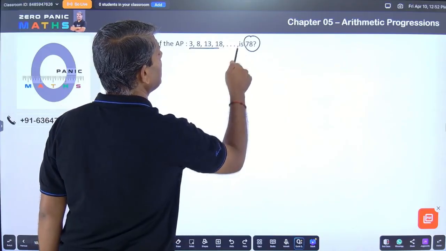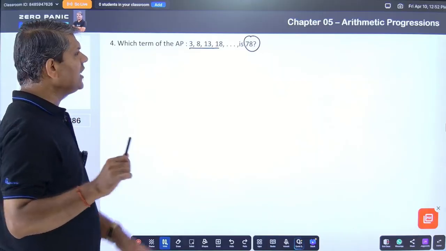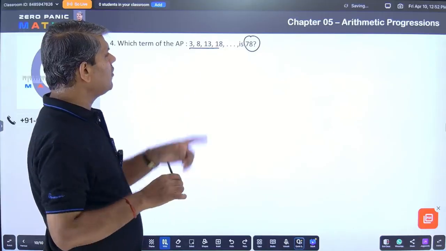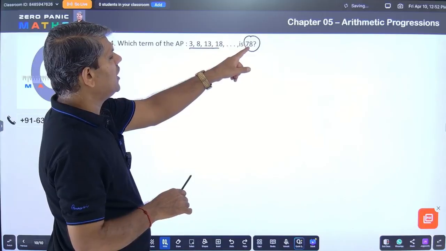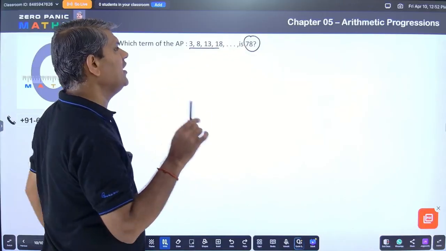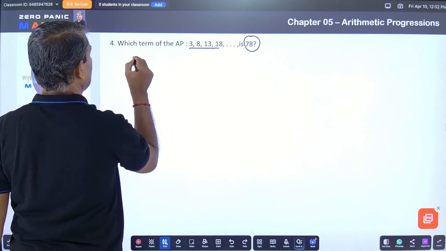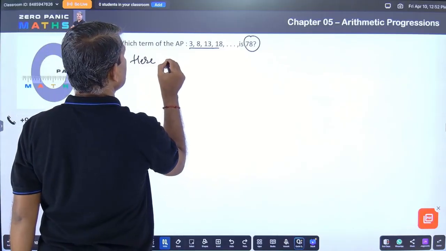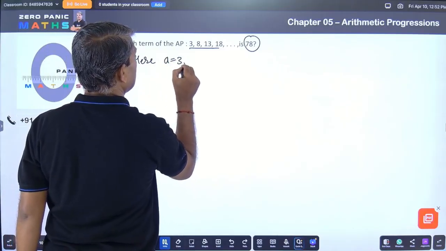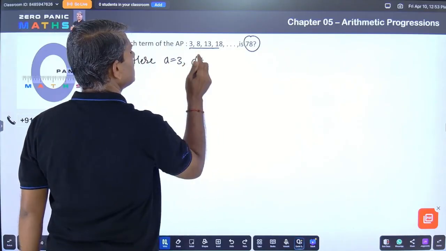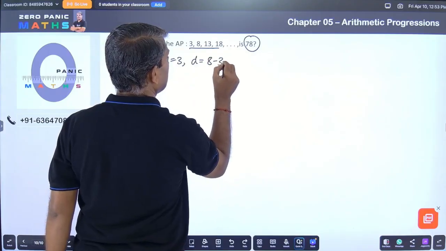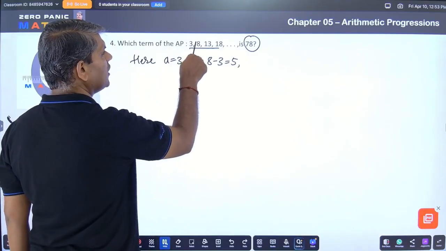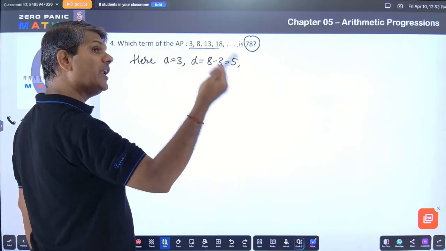There is a value a_n that comes in this arithmetic progression. Try to understand this. What is the value of n for which the arithmetic progression contains the value 78? That is what the problem is. So here a is equal to 3 and d is equal to 8 minus 3, which is 5. You should not be doing 3 minus 8. It is always a2 minus a1.